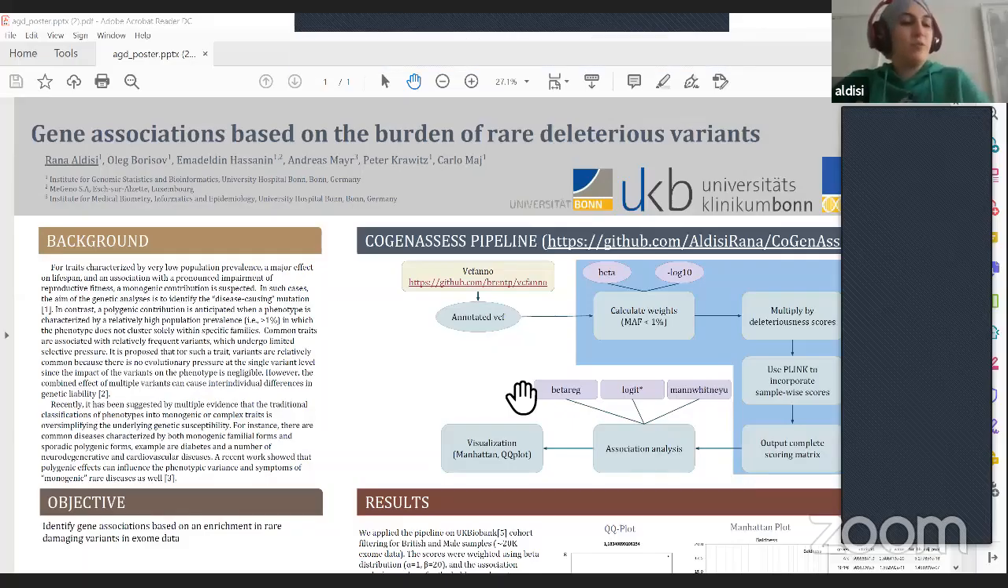All right. So good afternoon, everyone. Thank you for voting for me. So I'm going to go ahead and start immediately. My poster is titled Gene Associations Based on the Burden of Rare Deleterious Variants.